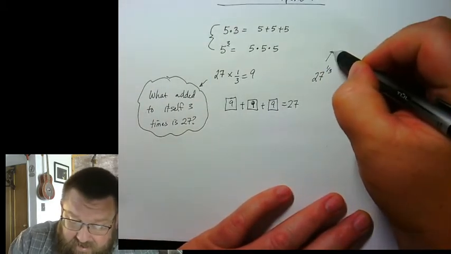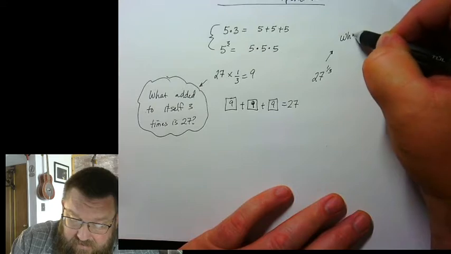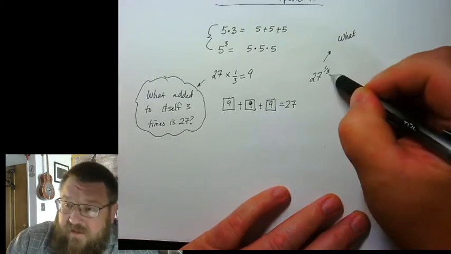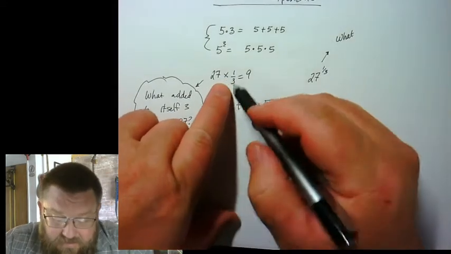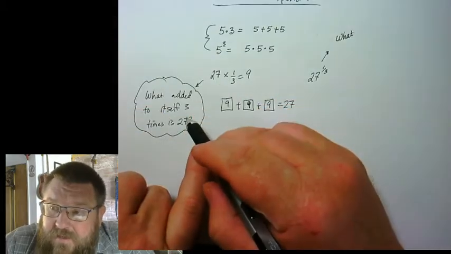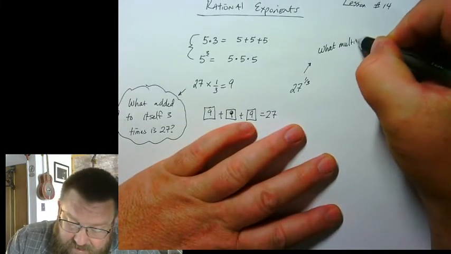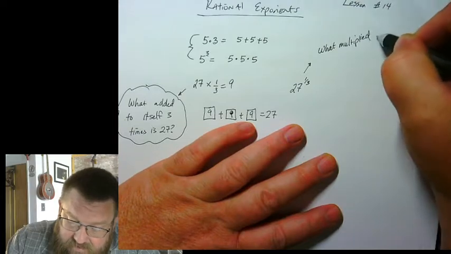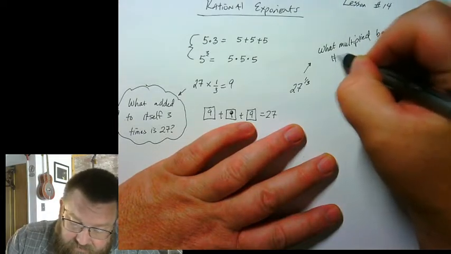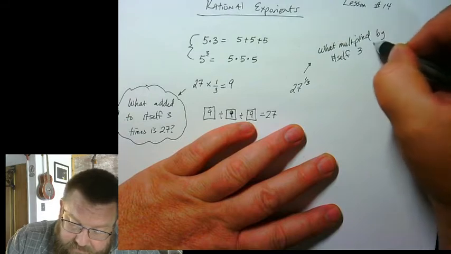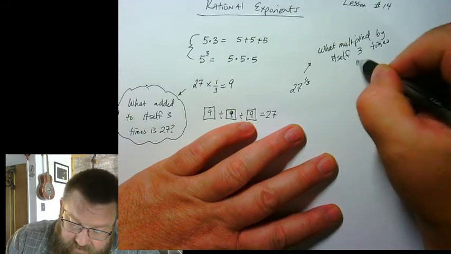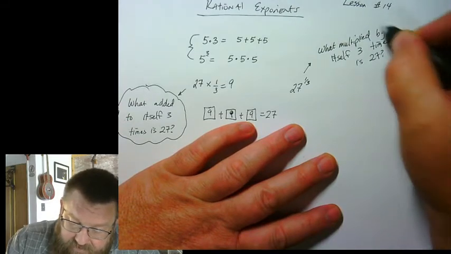This is saying, because it's an exponent, exponents are talking about repeated multiplication. This one's multiplication, which is talking about repeated addition, what added. So this is what multiplied, what times itself 3 times is 27. That's what it's asking.